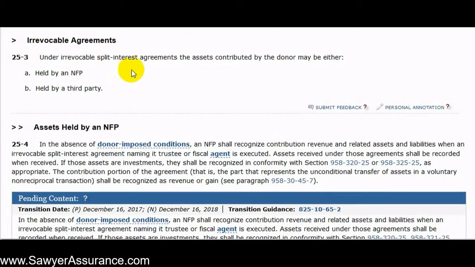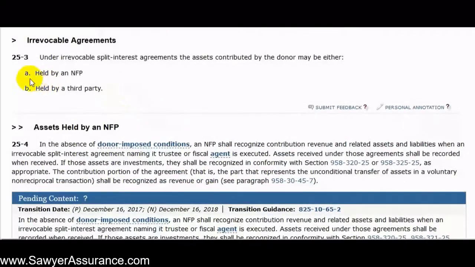Under an irrevocable split interest agreement, the assets could be contributed by the donor to either the not-for-profit entity or to a third party who would be the trustees and distribute the assets as the agreement states. So what's different from the prior video, revocable versus irrevocable? In the irrevocable agreement, the donor can't take the assets back if they want to. So those assets would be considered in custody or in control of either the not-for-profit or the third party, whoever the donor sent the assets to. And that gives us the ability to recognize them when received.